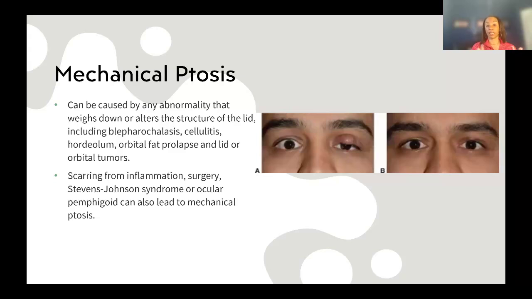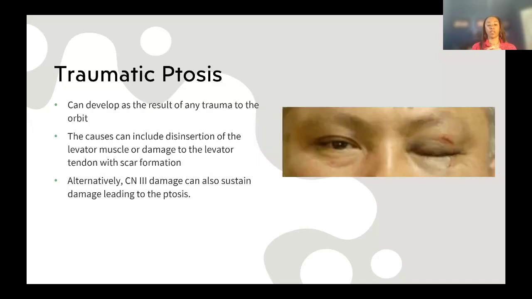Mechanical ptosis, just like it looks like in this picture, this is an abnormality of the lid that is caused by something that's weighing down or altering the lid function. So this could be from a tumor, a chalazion, a hordeolum, orbital fat prolapse. It can also happen from scarring from surgery, Stevens-Johnson syndrome, all different things. But usually the issue can be removed and the patient's lid goes back to normal. Traumatic ptosis just happens when the patient has had trauma to the eye. It can also happen when there's cranial nerve 3 damage, and this is caused by disinsertion of the levator muscle or damage to the levator muscle with scar formation.